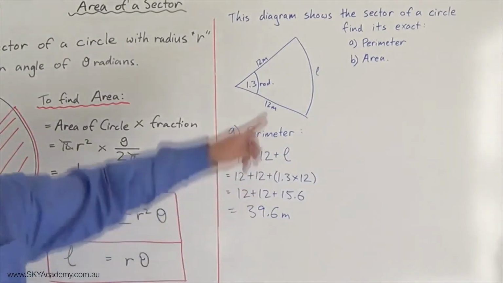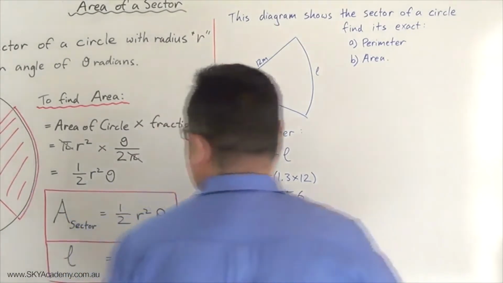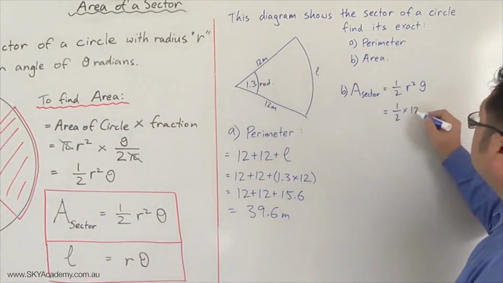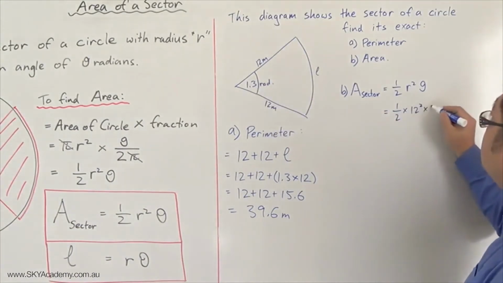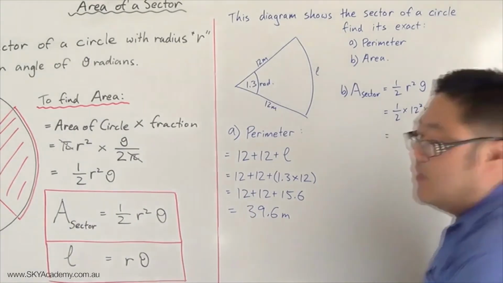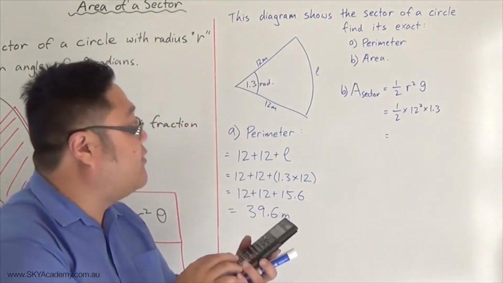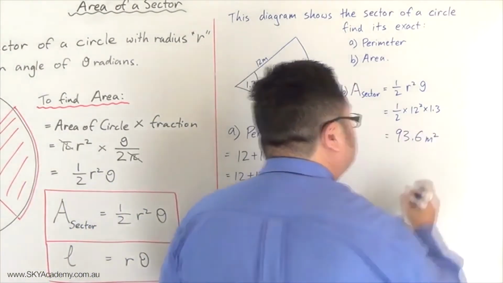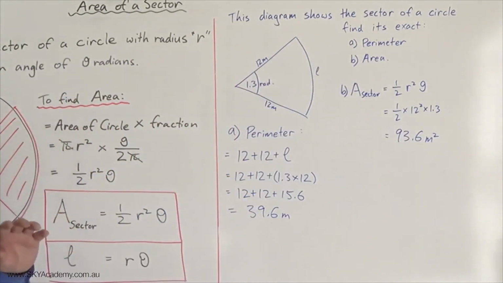How would you find the area? To find the area of the sector, you basically use this formula. Your radius is 12, so it's 12 squared, and your angle is 1.3, so you times by 1.3. Work that out on your calculator. So you got 93.6 square meters. Now you can see how useful these two formulas are.